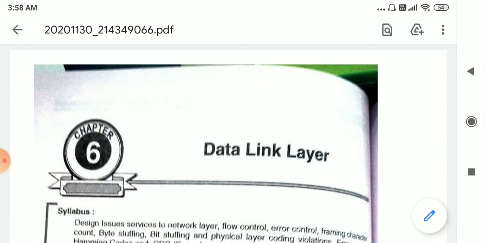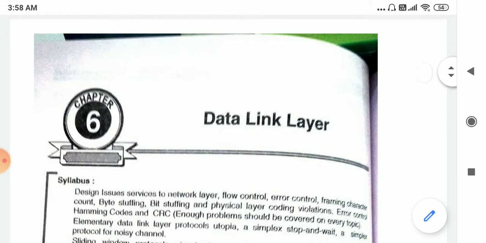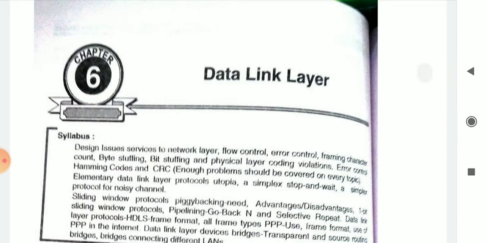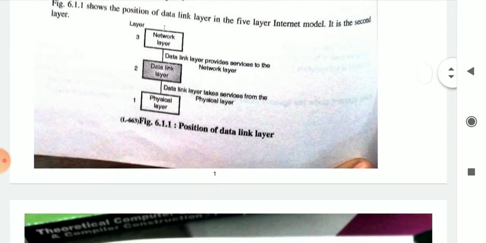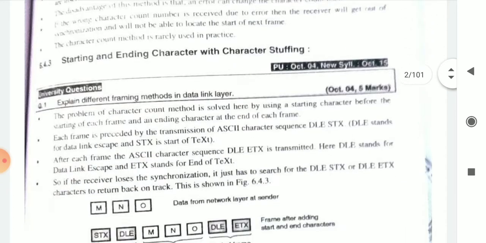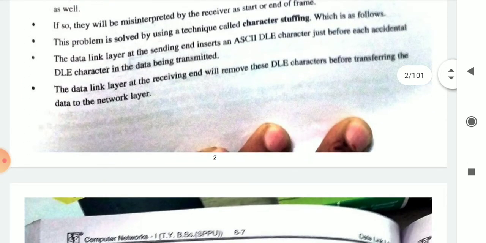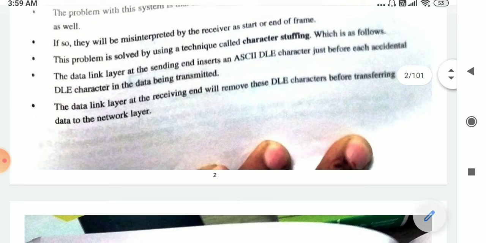Okay, in the previous lecture we saw how the sender and receiver machines can communicate with each other by sending and receiving messages, either wired or wireless. In wireless, air is used as the medium. We already saw the position of the data link layer and network layer: after the physical layer the data link layer is there, and above the data link layer the network layer is there.